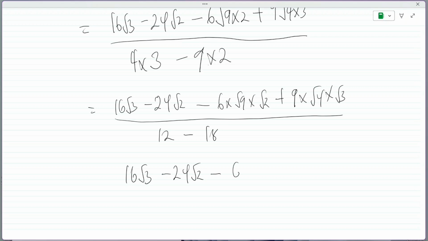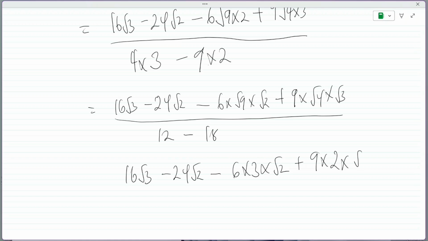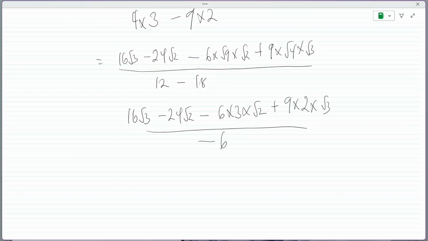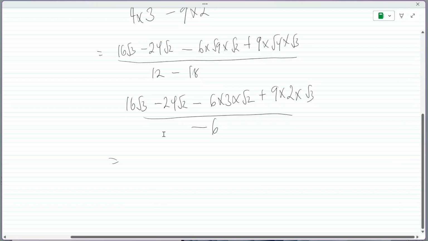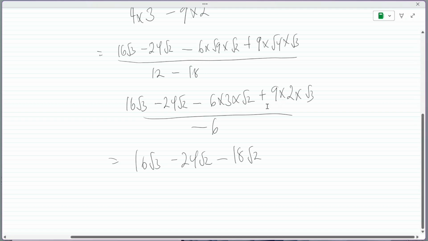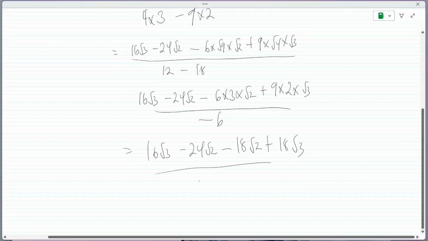Then you have minus 6 square root of 9 is 3 times 3 times root 2, it has a root 2 behind it, plus 9 times square root of 4 is 2 times root 3, over 12 minus 18 is minus 6. On the next line, we have 16 root 3 minus 24 root 2 minus 6 times 3, that's 18 root 2. Then you have plus 9 times 2, that's 18 root 3 over minus 6.